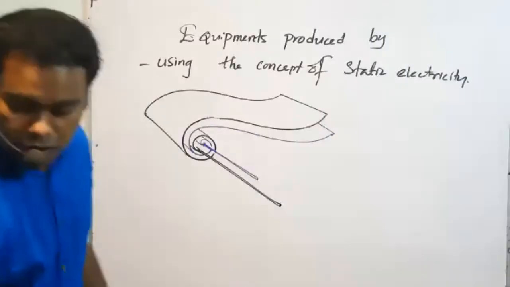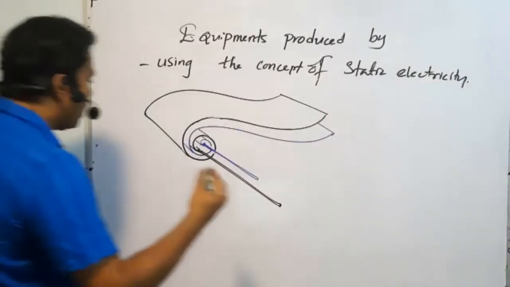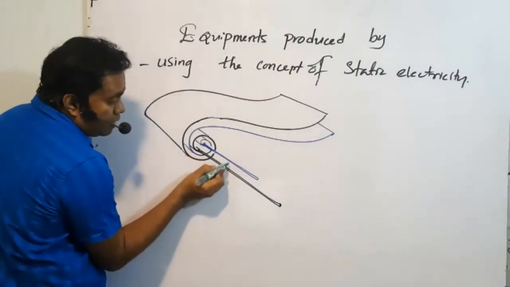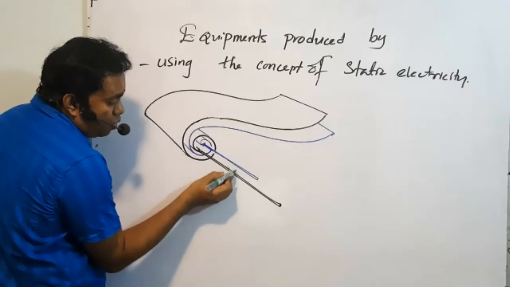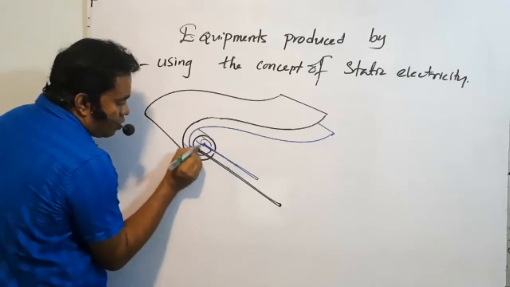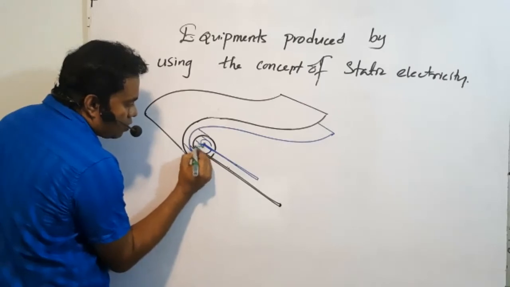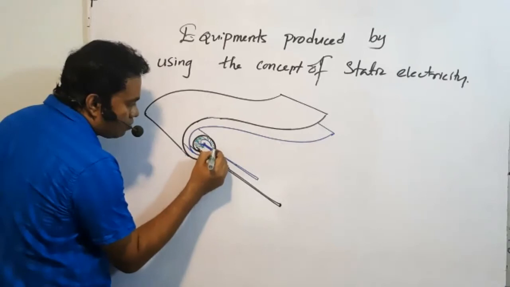Now, I'm going to put that insulator layer. Without the insulator, these two come together, so it may short. It does not work. So now I'm going to put that insulator layer in between that.